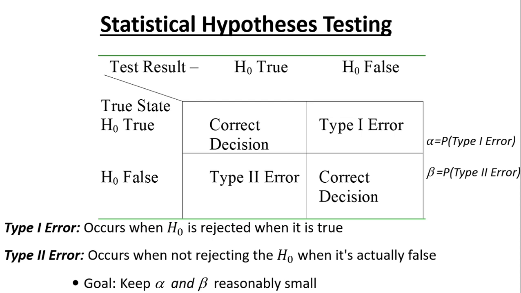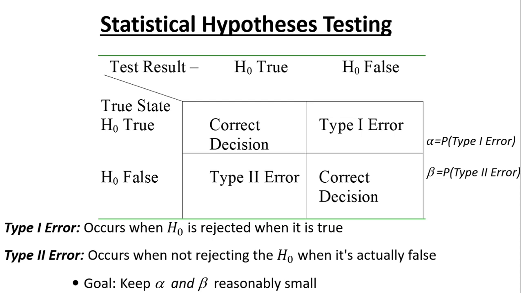So let's say for instance, type 1 error. What do we mean by type 1 error? It occurs when H naught is rejected, given that it is true. Look at it here. You reject it and it's true. That's what we call type 1 error. And type 2 error is what? Not rejecting your H naught when it's actually false. That means you are accepting the null hypothesis when it is false.